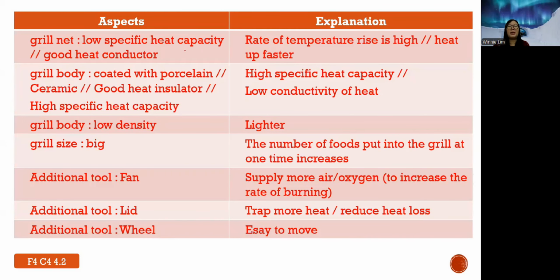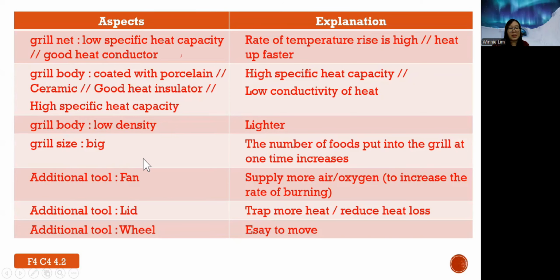So generally, the grill net has to be a good heat conductor because you want it to heat up faster, or low specific heat capacity. So actually you can split into two boxes, but you need to write grill net in the terms, you cannot just suddenly say low specific heat capacity. It refers to the grill net, so nowadays it's good that you copy it again and put dot dot like that. Then the grill body is coated with porcelain, a good heat insulator, so it has high specific heat capacity. And then the grill body has low density, so it is lighter.